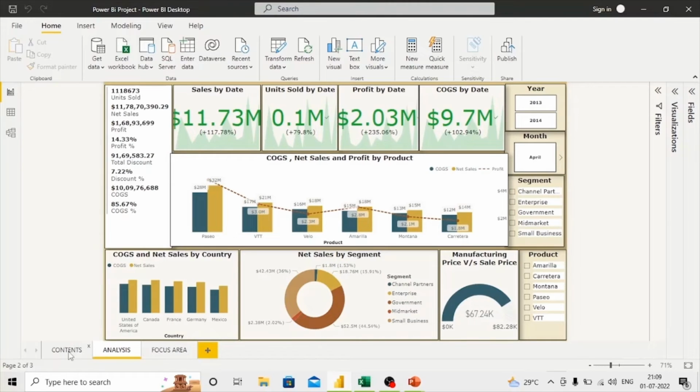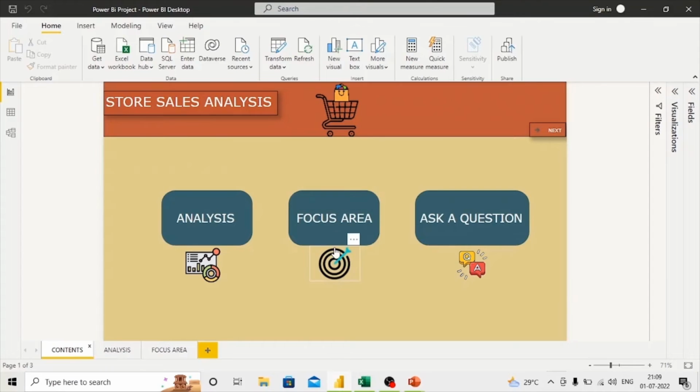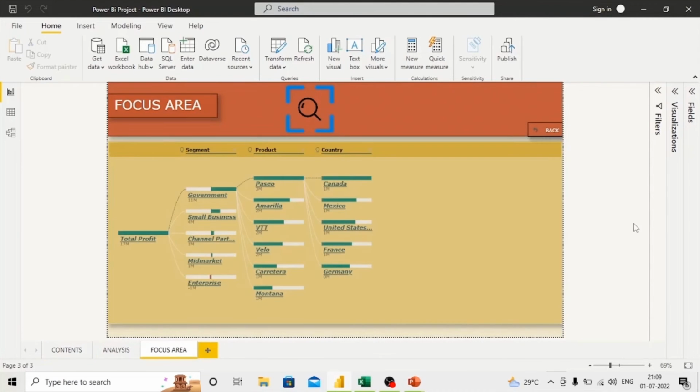So now let's see which of these three parameters plays the most important role. Over here we can see that out of these three parameters, segment has the highest priority for the total profit, followed by product and then country.